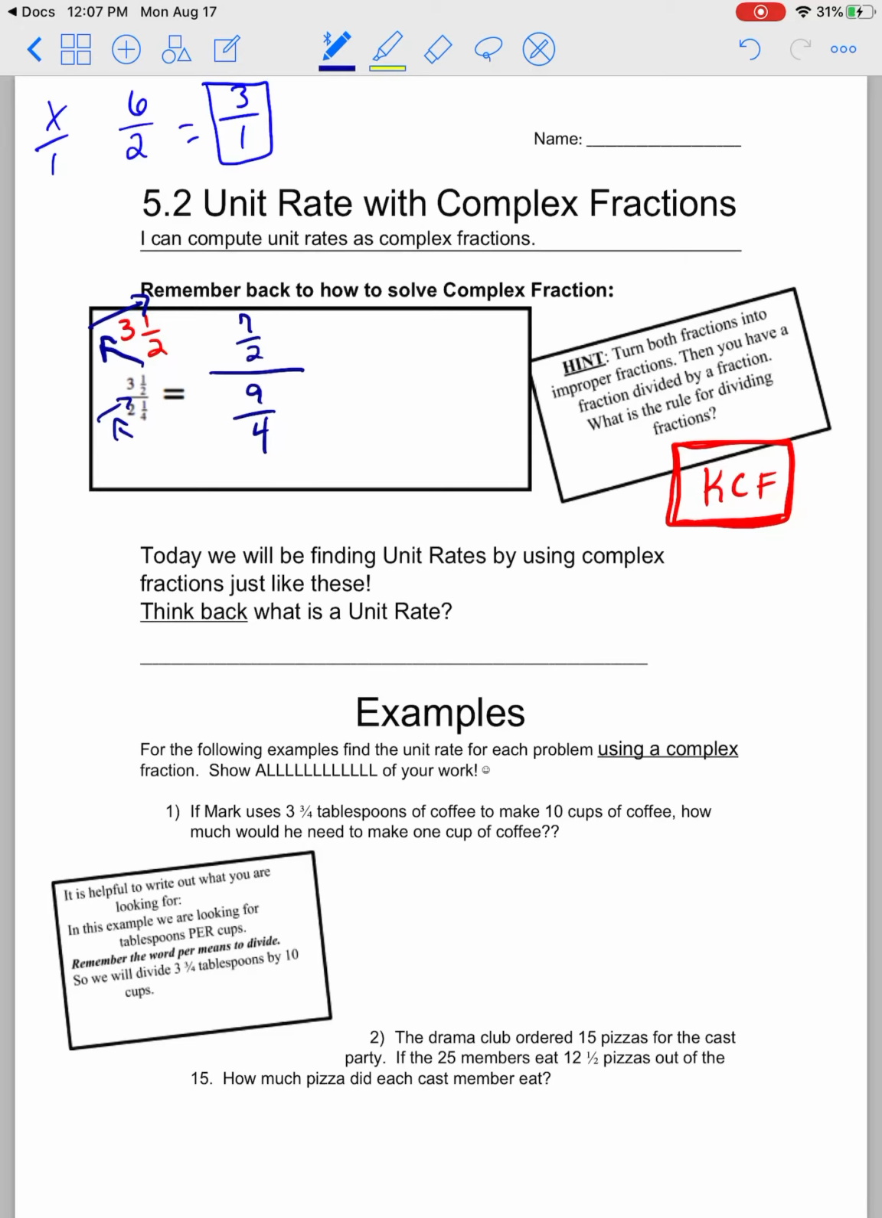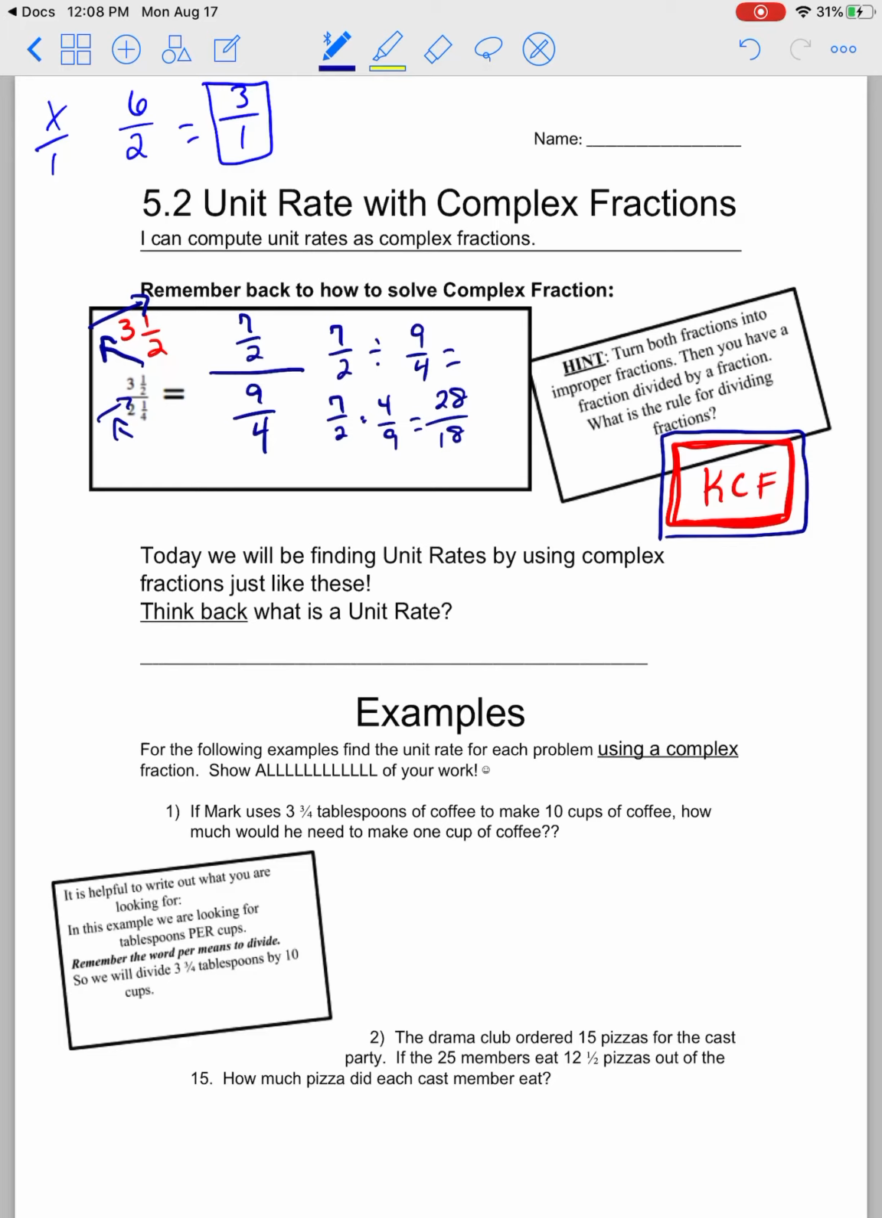Now let's put it to a unit rate. Divide the top by the bottom, or 7 over 2 divided by 9 over 4. And then remember to do that, guess what we do? Keep, change, and flip. Yay! 7 over 2 times 4 over 9. We kept it, we changed it to multiplication, we flipped the fraction. Now multiply straight across. 7 times 4 is 28 over 18.